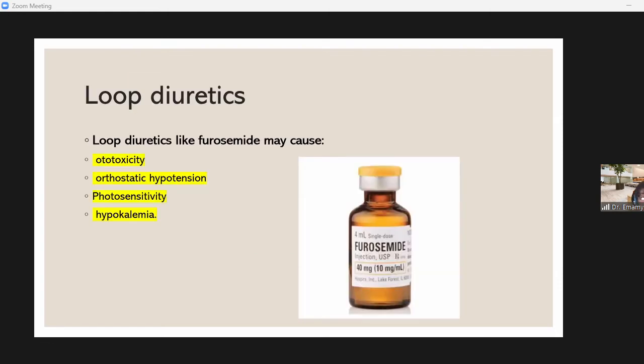So loop diuretics like furosemide. Side effects: hypokalemia, orthostatic hypotension, and two unique side effects: ototoxicity. So ask your patient to report any tinnitus and hearing problem. And also photosensitivity. Patient who takes furosemide should wear sunscreen.